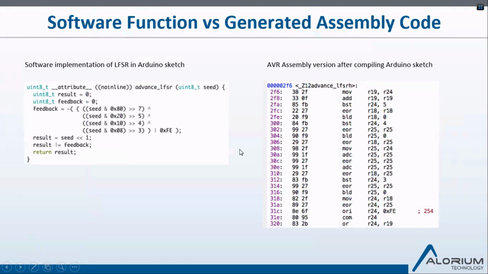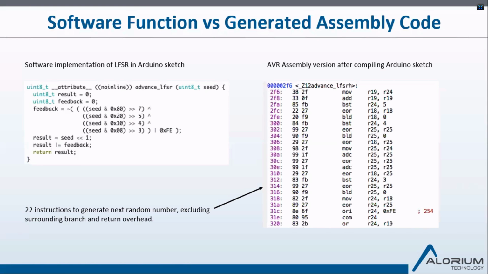What that's doing in software, as the Arduino IDE compiles that code, is generating the assembly code for that function, and the assembly code for this LFSR logic looks like this code on the right side of the screen. It ends up being 22 instructions to generate the next number, so every time you call that function, it steps through these 22 instructions. I just wanted to demonstrate that and keep that in mind as we go through the rest of this example.